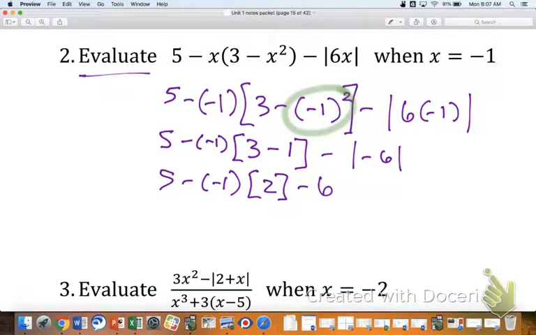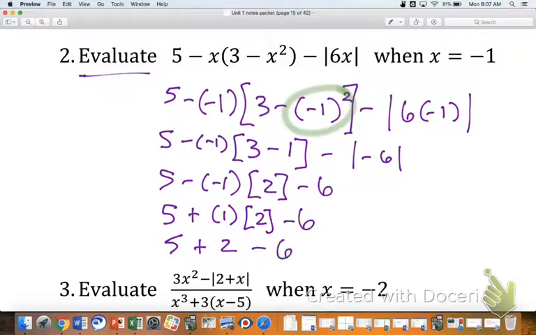Okay, I'm down to doing some multiplication, division, because I've done all the work in the parentheses. I've done all the exponents. What's 5 minus negative 1, really? 5 plus 1. So should I just write 6? No. Oh, that would be messing it up, wouldn't it? Order of operations. Yeah, so what I'm going to do here is I'll just put 5 plus positive 1 still times 2 minus 6. And now I'll do my multiplication. 1 times 2 is 2. So I get 5 plus 2 minus 6.